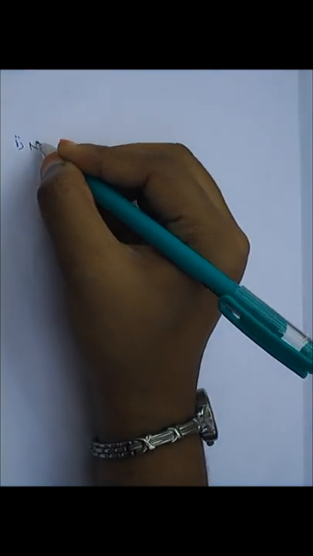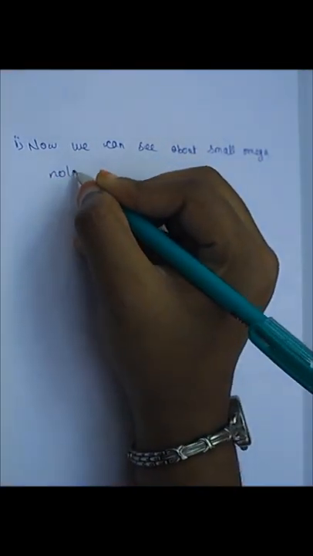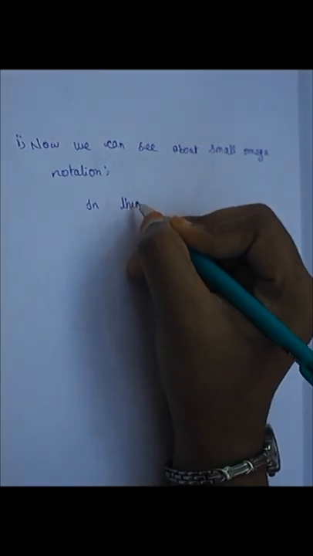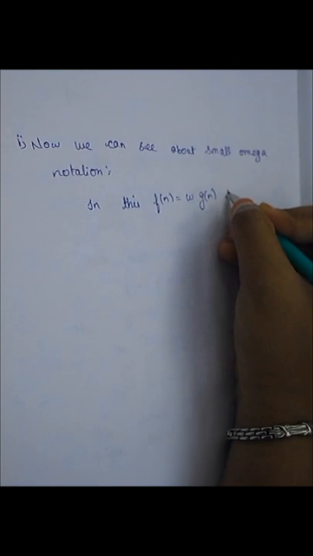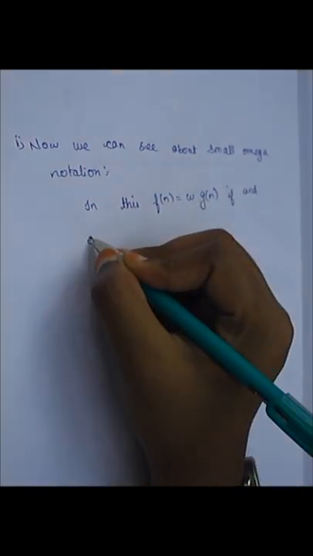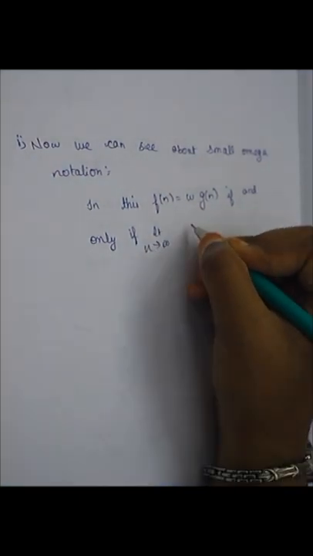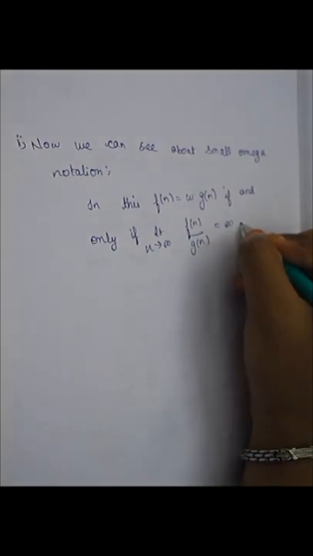Now we can see about small omega notation. In this, f of n is equal to small omega of g of n if and only if limit n tends to infinity f of n by g of n is equal to infinity.